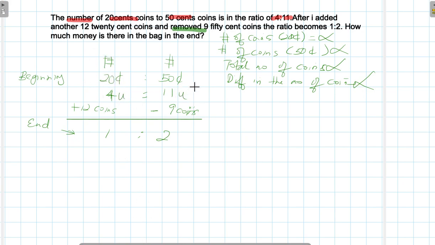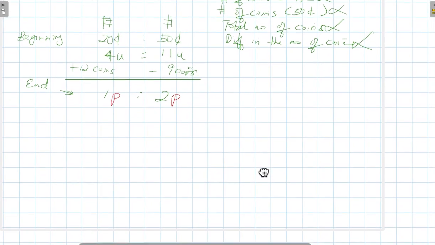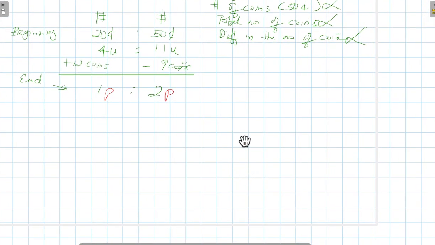This is a unit and then this will be parts. Okay? When you have two unknowns like this, I want to make one of them the same, so it's easier for me to calculate the answer. Okay? Let me do this.